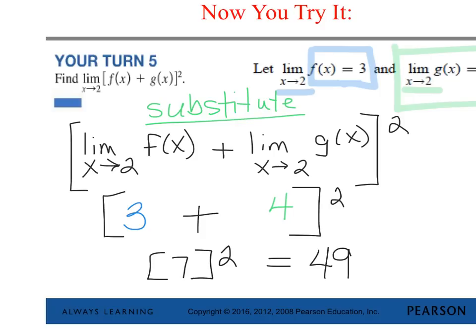So even though I had this listed as a you try it, this is not really a you try it. This is another example for you to try, just to get you into the idea of how you do it where you've got different functions added together or added together and squared. If you know what the limits are, you simply substitute the limits in, and you're good to go.